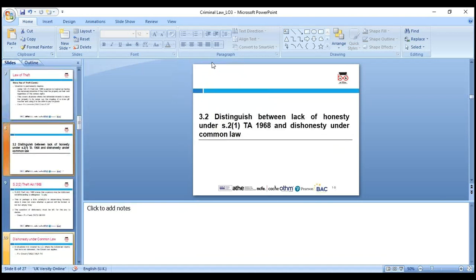And then next, we need to look at the lack of honesty under Section 2(1) of the Theft Act, and dishonesty under the common law.